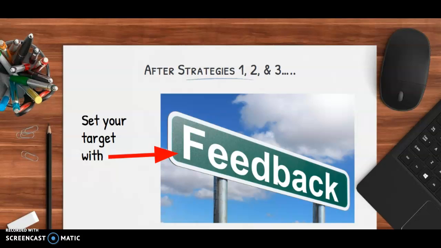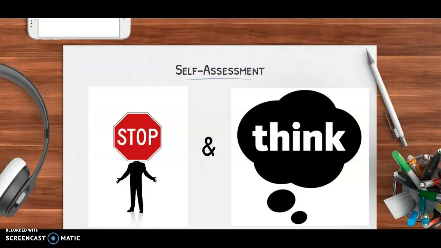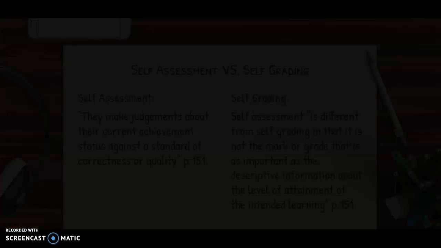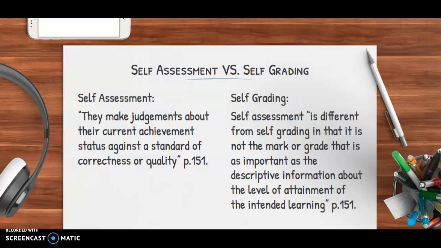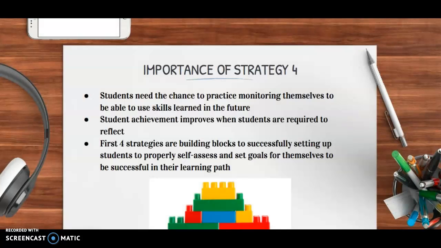Before having students self-assess and set goals, they must have specific feedback, a specific target, and that's given through feedback after strategies 1, 2, and 3. Self-assessment is important for learning because it allows students to stop and think and reflect on their work. Remember, self-assessment means continued learning. This isn't to be confused with self-grading. Self-grading is where they're focused more on the mark or the grade on their paper, rather than self-assessment, where they are focused on the descriptive information about the level of attainment to the intended learning.